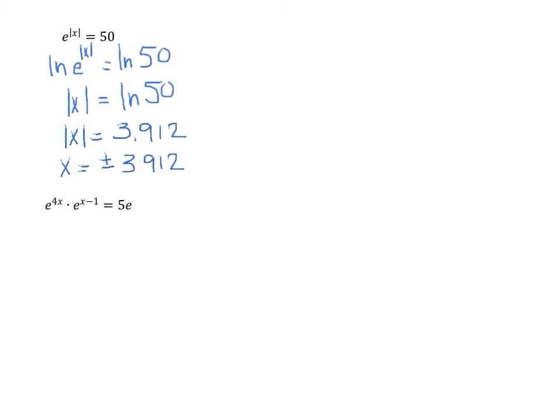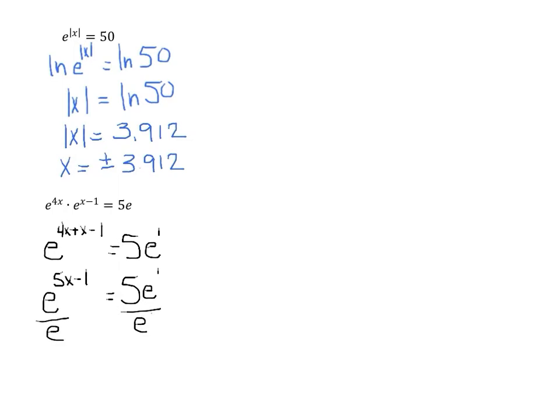Taking a look at the next problem, we have to remember our rules of exponents, right? Same base, and you're multiplying, so you add your two exponents together. That means that I have e to the 4x plus x minus 1 is equal to 5e, and that's e to the first. So when I combine what's on the left, e to the 5x minus 1 is equal to 5e to the first. If I divide by e on both sides, now I subtract.